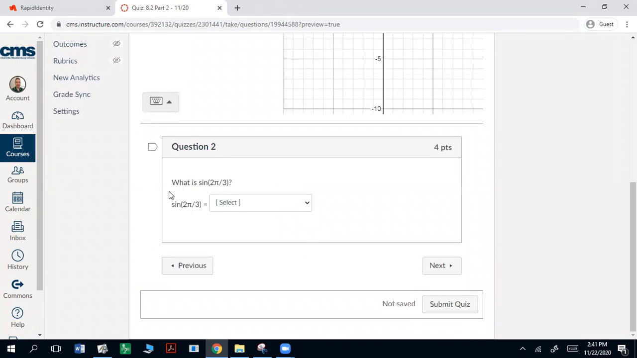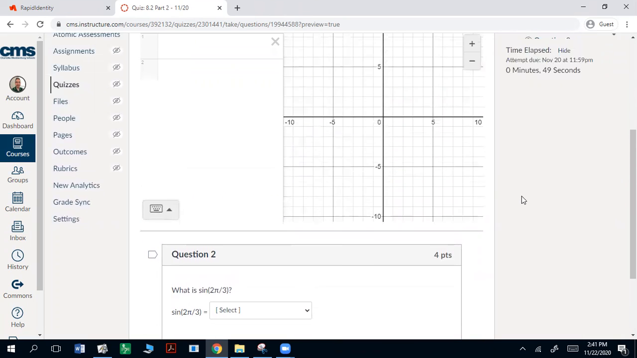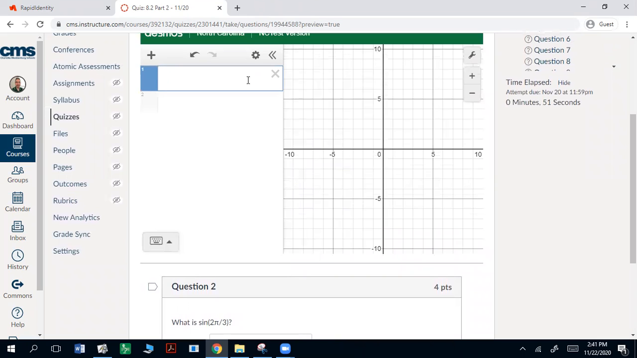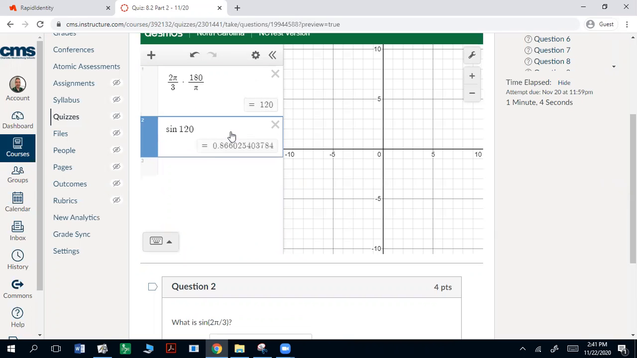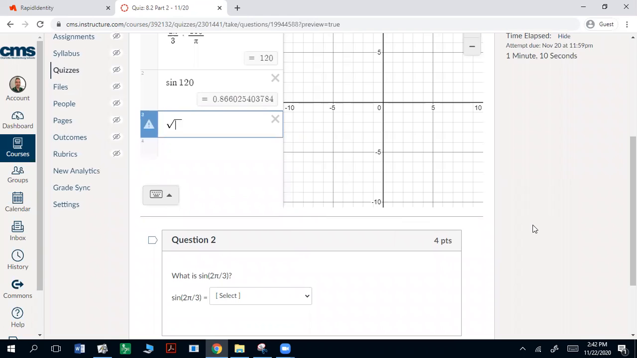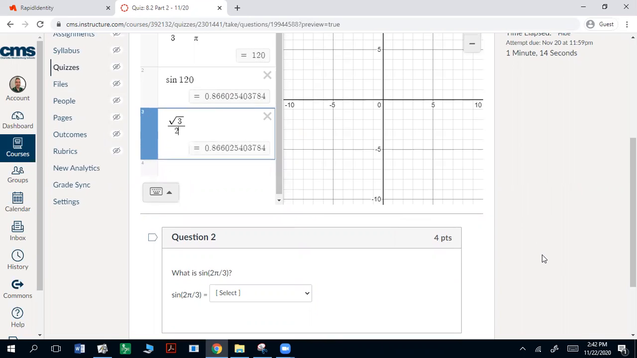Question 2. What is the sine of 2 pi over 3? That's a radian. So to get a radian, we want to make that into a degree. So we're going to do 2 pi over 3 multiplied by 180 over pi. That's 120 degrees. So we're going to do sine 120. And that's 0.866. That is the square root of 3 divided by 2.